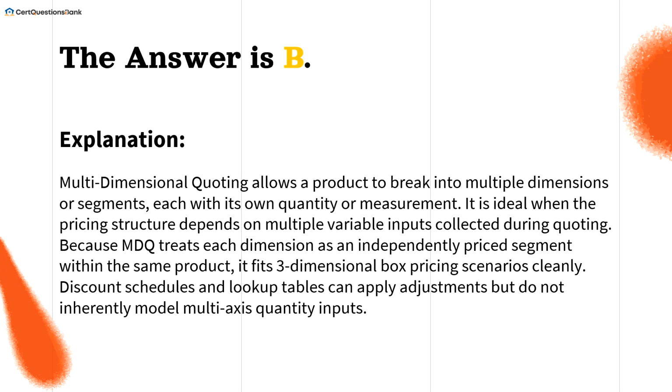The answer is B. Multi-dimensional quoting allows a product to break into multiple dimensions or segments, each with its own quantity or measurement. It is ideal when the pricing structure depends on multiple variable inputs collected during quoting.